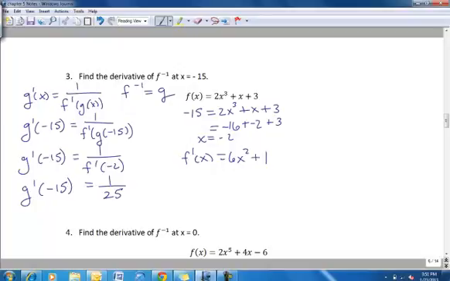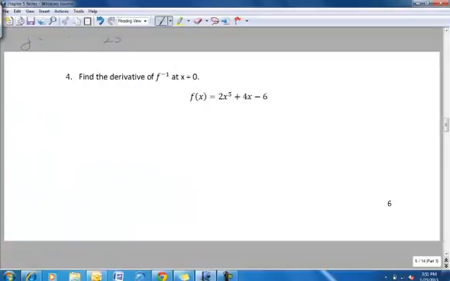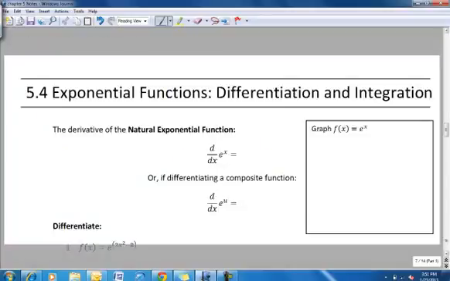Let's see. Alright, getting the hang of this. Hopefully we'll look at number 3, number 4, or you could do substitution like I just did. Number 4, our last one.